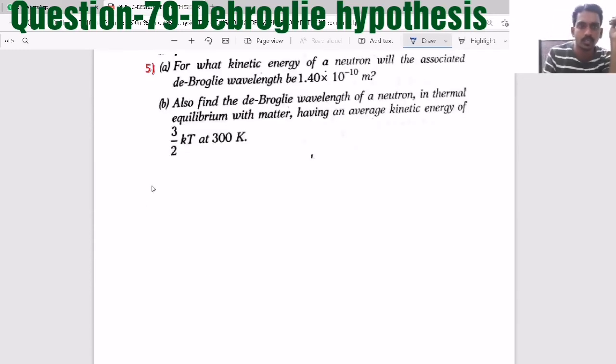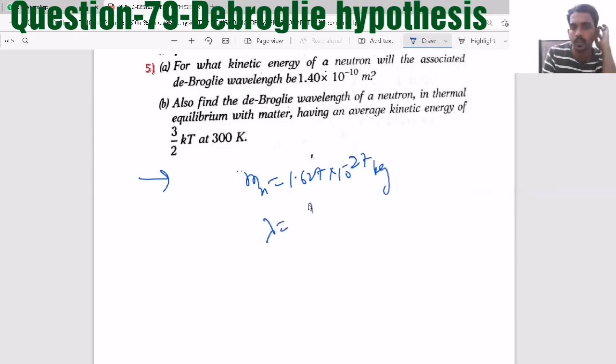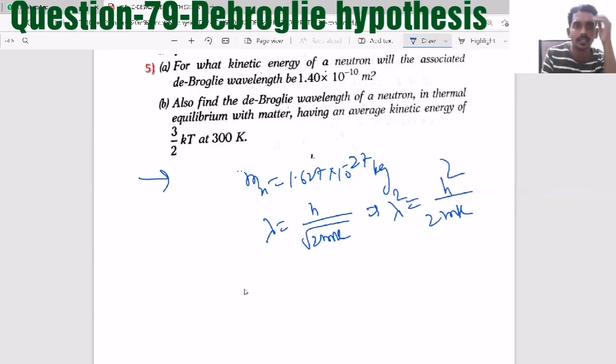Now, one last and final question. For what kinetic energy of a neutron will the associated de Broglie wavelength be a given value? So it is a neutron, and the mass of neutron is 1.627 into 10 power minus 27 kg. Then lambda equals h by root 2mK. On squaring both sides, lambda square equals h square by 2mK. Then the kinetic energy will become h square by 2m lambda square.